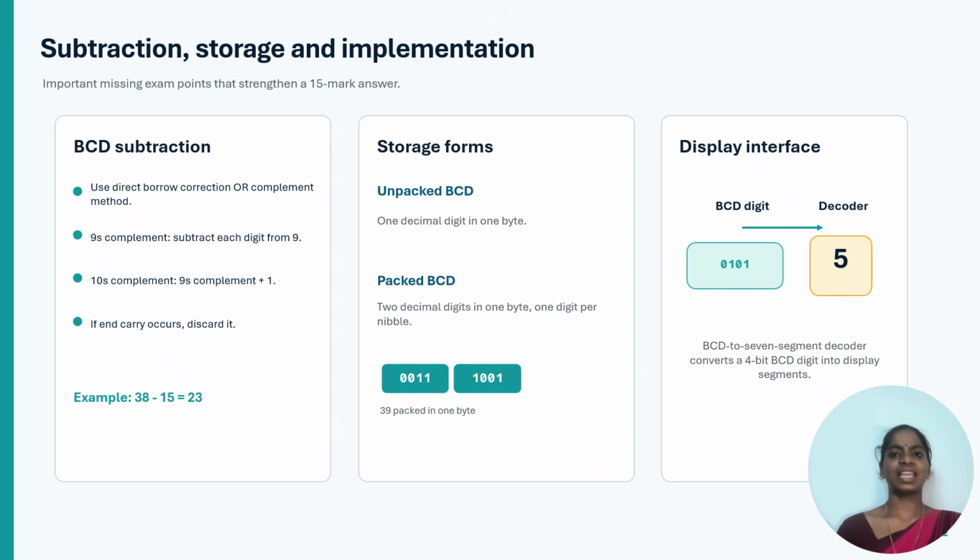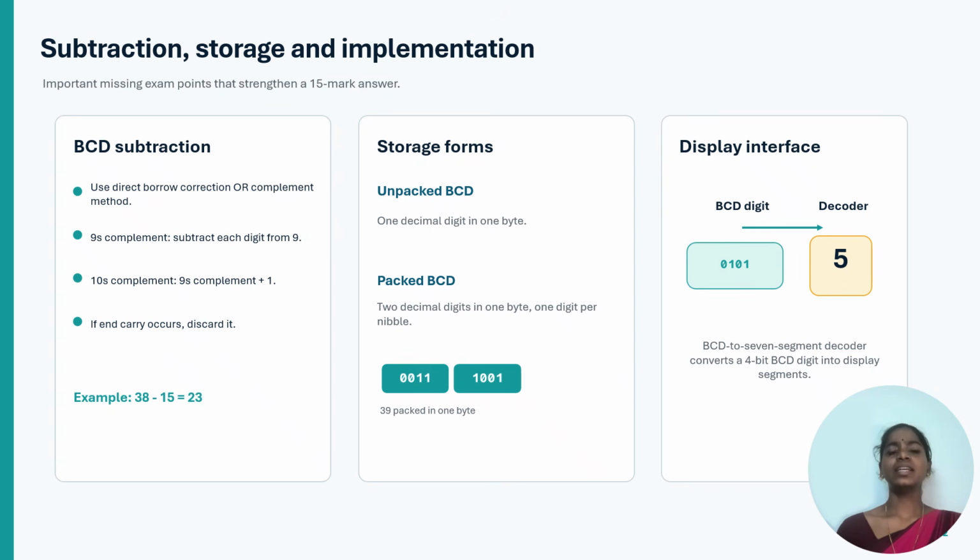If an end carry occurs, discard it. The remaining digits are the positive result. If there is no end carry, take the 10s complement of the sum and attach the minus sign. For example, the decimal number 38 minus the decimal number 15 gives the decimal number 23.